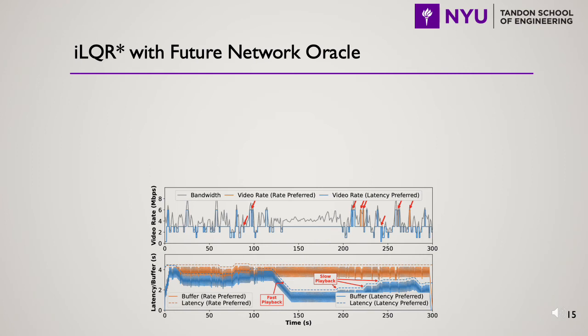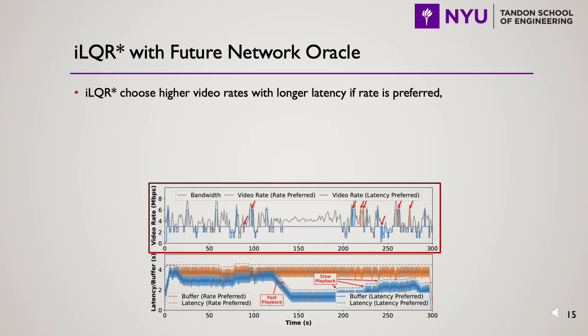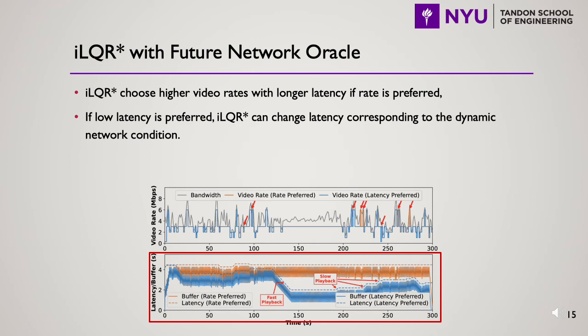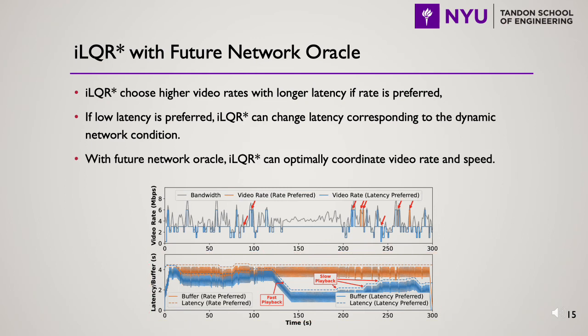The figure compares the system performance of iLQR star under two different QoE preferences, rate preferred and latency preferred. The video rate figure shows high video rate can be selected when rate is preferred. Then, if low latency is preferred, iLQR star can choose fast playback to reduce the latency when the network is stable, and accumulate buffer length by using slow speed when the network is dynamic. The results demonstrate that iLQR star with future network oracle can optimally coordinate video rate and playback speed.